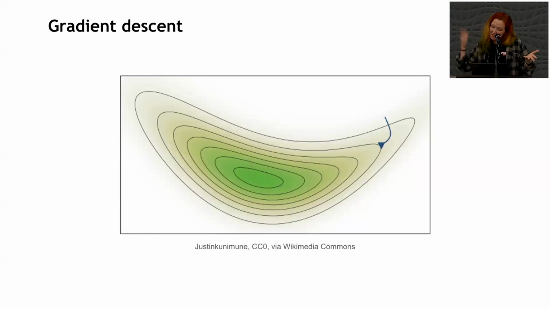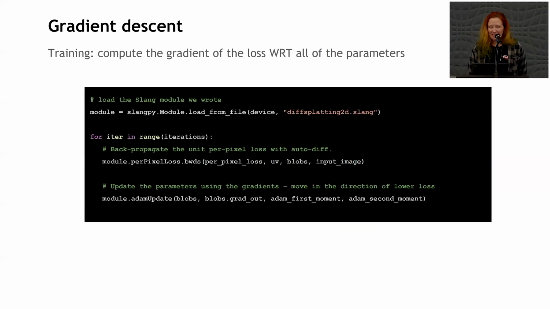So we need to take the partial derivative of our loss function, which includes looping over all of our Gaussians to accumulate the color, with respect to each of the input parameters, that is, each of the positions, sigmas, and colors of all of our Gaussians. Slang makes that calculation really easy by automatically computing the backward derivative for you. You can see here from Python, we're invoking the backward differential form of the per pixel loss function that we created in Slang just by calling the BWDS function. I guess I can pronounce it backwards.